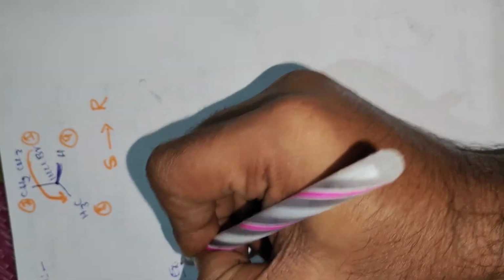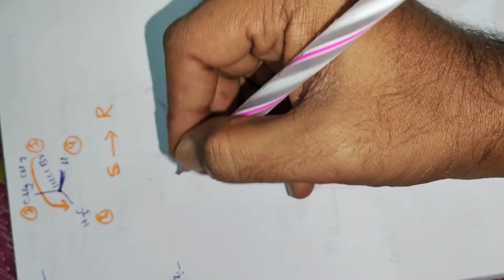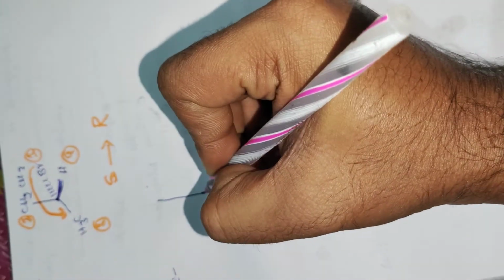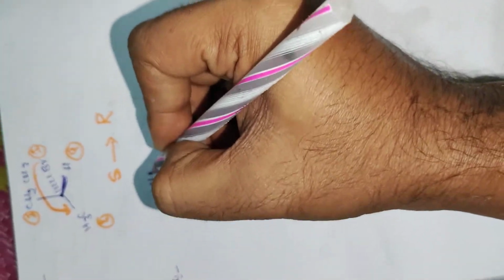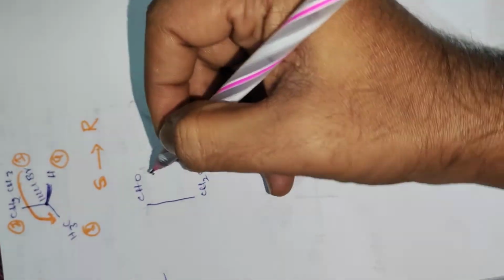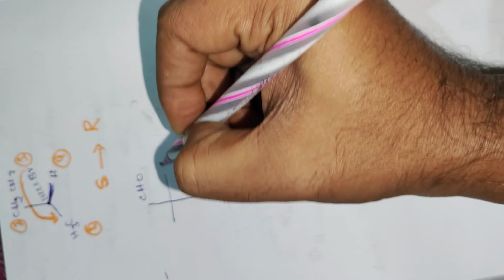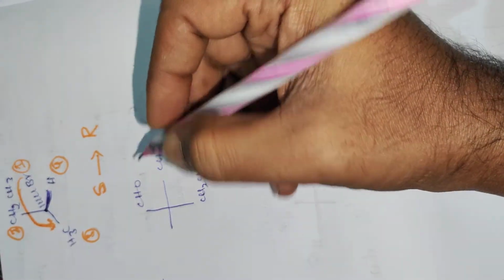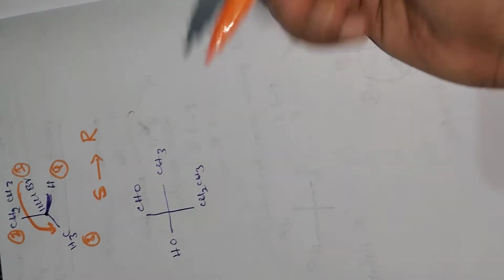Now some examples we can do. Fischer projections we can do. This is a Fischer projection. Here CHO, CH2, CH3. Here CH3. Here OH. Now we can do this for this carbon.